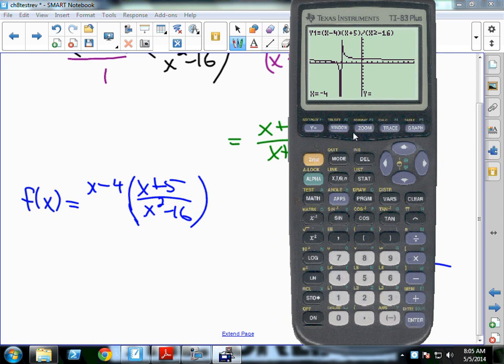So let me do a zoom decimal, and let me trace this and see what happens when x gets out to 4. You can actually kind of see the hole. Anybody see it out there where x equals 4? x is 3.7, 3.8, 3.9. Watch what happens at 4. At 4, what's the y value? There isn't one.